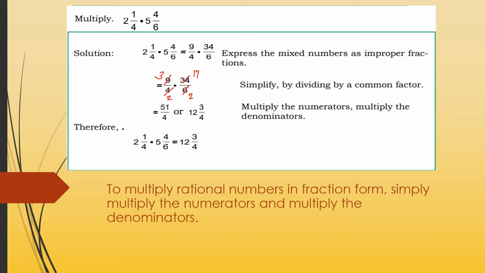Next, multiply the numerators and multiply the denominators. So 3 times 17, that is 51. 2 times 2, that is 4. This is an improper fraction, so you can reduce this by making it a mixed fraction. So that is 51 divided by 4. Its lowest term is 12 and 3/4. So therefore, our answer is 12 and 3/4.